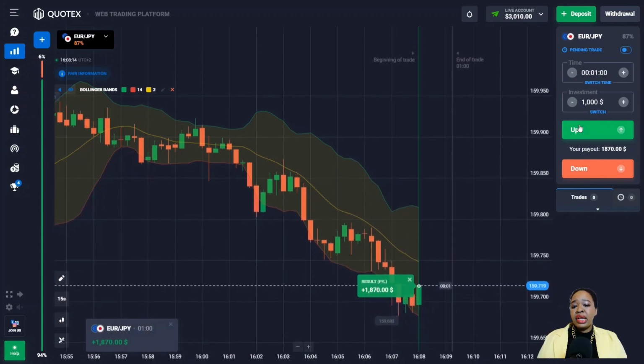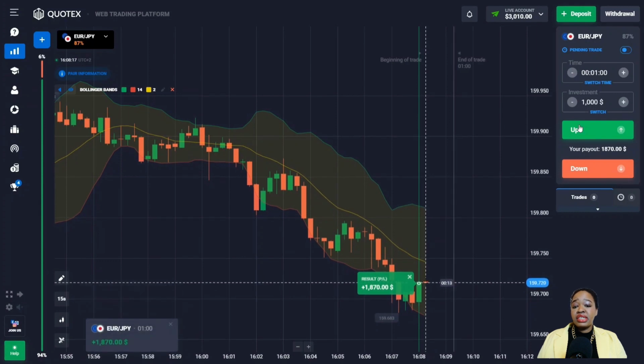So as you can see, I barely had enough time to close this trade in a plus, but I still managed to make very good profit from this trade. So let me go on.